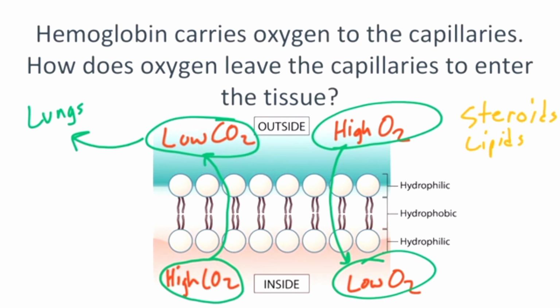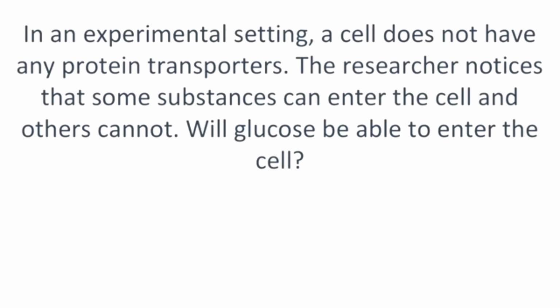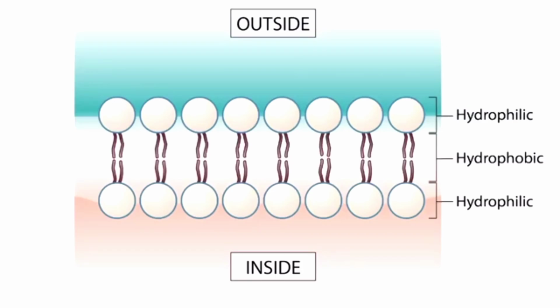Now let's do another question. In an experimental setting, a cell does not have any protein transporters. The researcher notices that some substances can enter the cell and others cannot. Will glucose be able to enter the cell? Now recall that there are substances that must have a transporter to cross the cell membrane. This includes everything except for those 4 lipid-soluble substances that we mentioned. Now these are lipid-soluble and small, so they can transport via simple diffusion. So oxygen, CO2, steroids, and lipids.